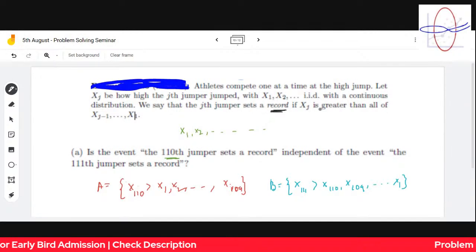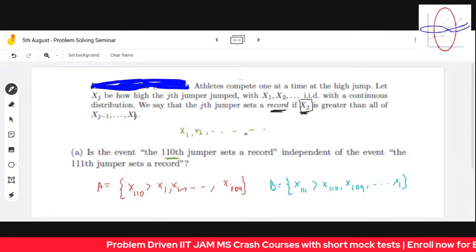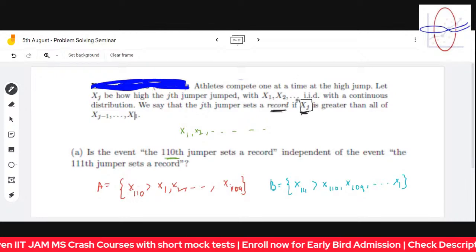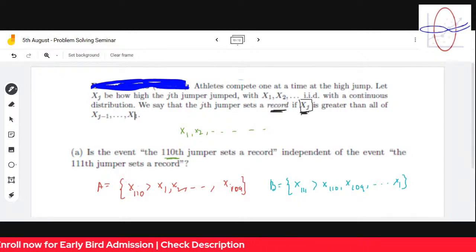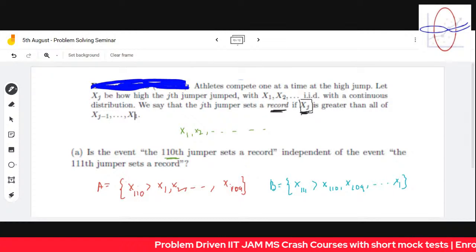See, it's a record if x is greater than all the previous ones, not the ones after. It's an infinite sequence, sort of. You understand? So there is no after. It's like people keep on coming and jumping. Someone sets a record if that person jumps more than all the previous ones. That's it, that's the meaning of this statement. Did you understand, Tishika?